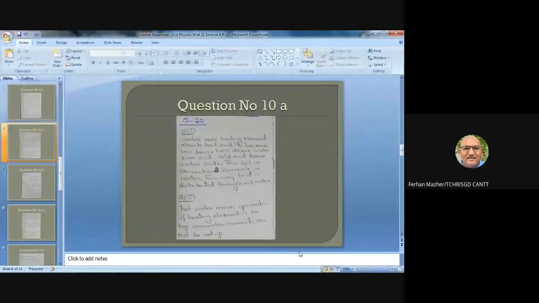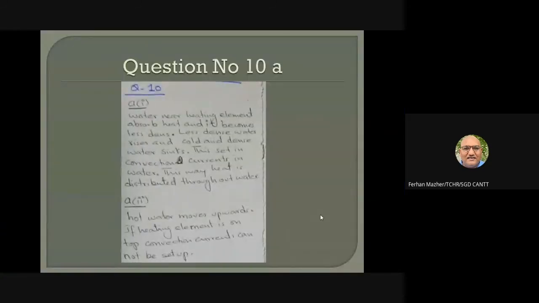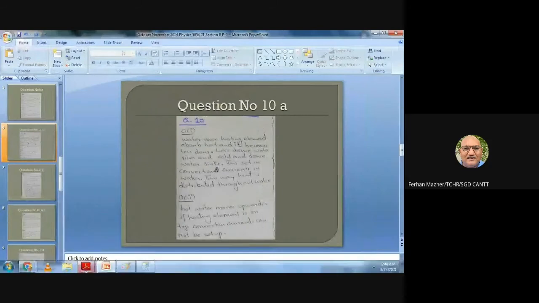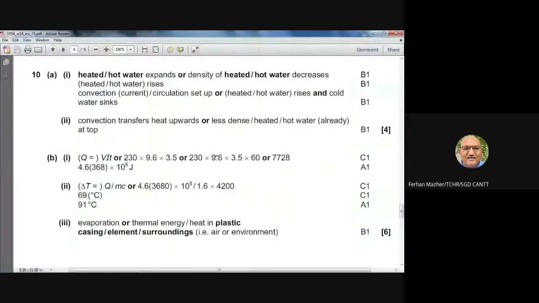So on your screen, I hope you will be able to see this. It says water near the heating element absorbs heat and it becomes less dense. Less dense water rises and cold and dense water sinks. This sets up convection currents in water. This way heat is distributed throughout the water. This is a 3-mark question and hopefully you will be able to do this. And let me show you the marking scheme.